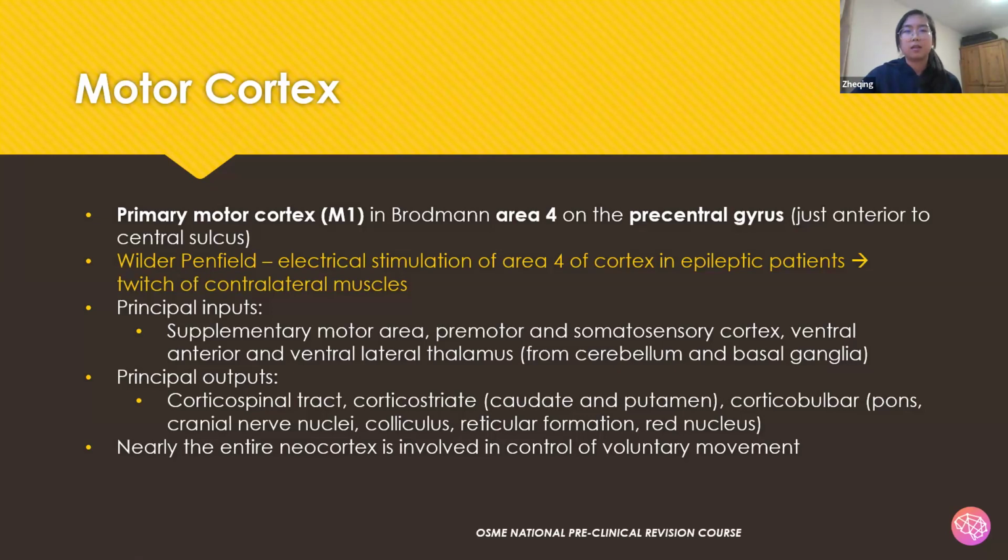The parts of the brain that provide input into M1 are the SMA, the premotor and somatosensory cortices, and the ventral anterior and ventrolateral thalamus, which also have inputs from the cerebellum and basal ganglia. And then the outputs from the primary motor cortex are to the corticospinal tract, the corticobulbar tract, cranial nerve nuclei, and basically everything we talked about before.